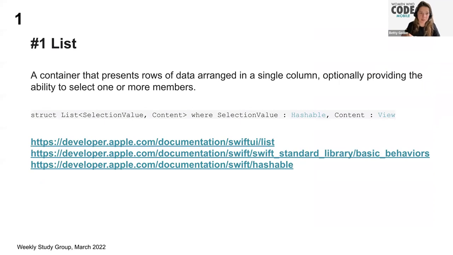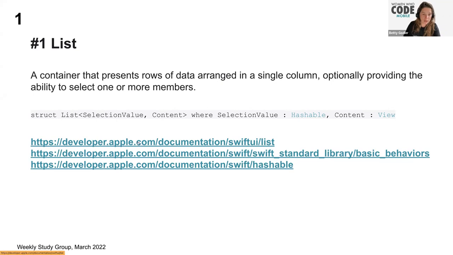A list is a container that presents rows of data arranged in a single column. And here is something maybe a little more technical than the other week, just to mention the way a list is structured. A list is a struct. As you know, there are classes and structs, and a list is a struct. Here you can find what selection value and content you have to mention in your list to be able to work.